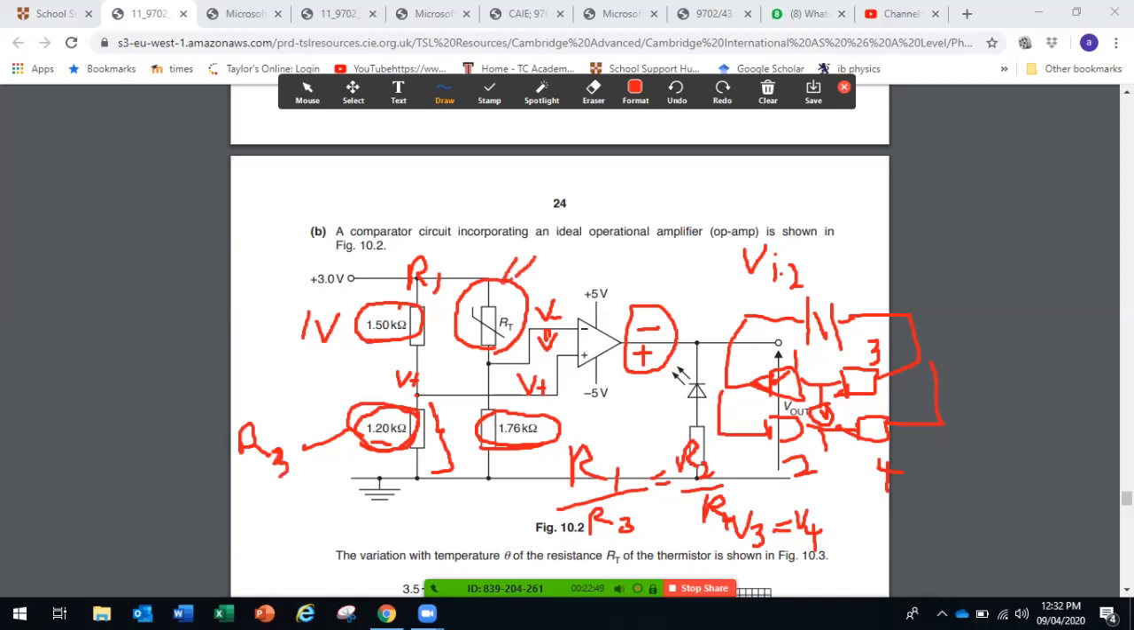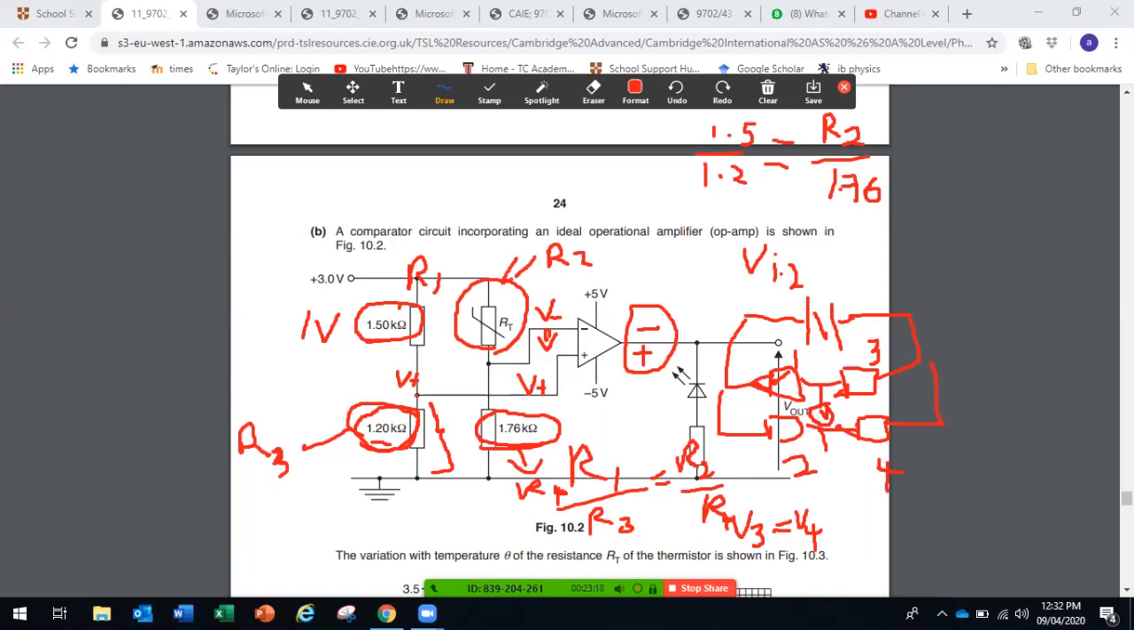The resistance of the thermistor is R2. Then this one is R4. Oh, so find R2. R1 over R3 times R4 gives R2. So the resistance should be 2.2 kilo ohms. 2.2 kilo ohms.